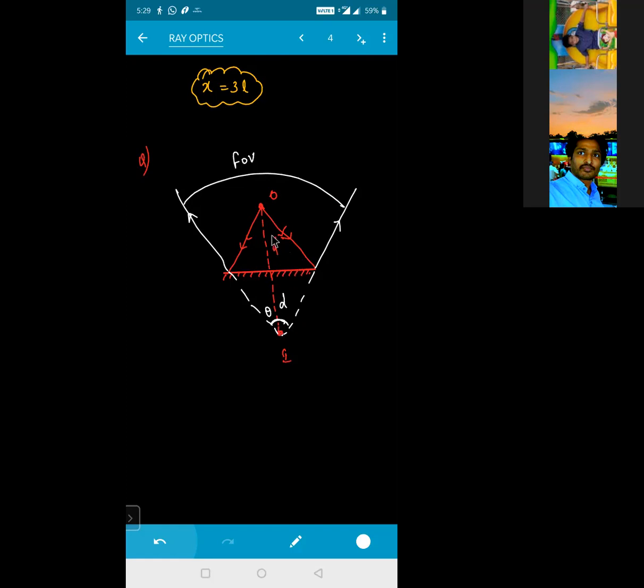So this is D, this is D. And the length of the mirror is, say for example, L. This is the length of the mirror. What we need to calculate is this field of view. Find the field of view, that is theta. FOV, that is theta, is equal to how much?